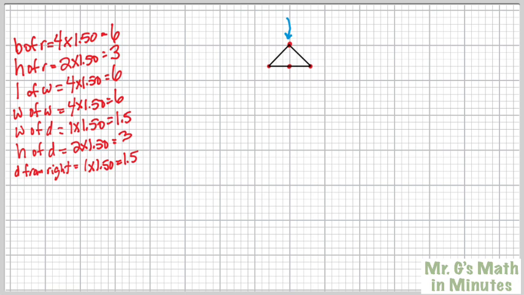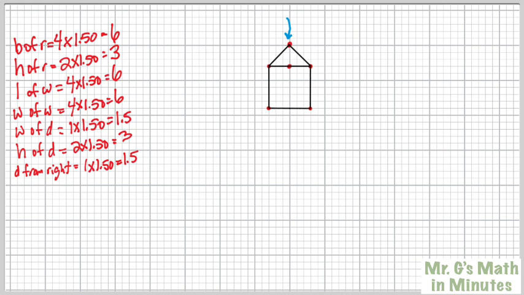Now I need to do my walls, which were all 6s. So if I count down, 1, 2, 3, 4, 5, 6. There's the bottom of my wall. And if I go across, 1, 2, 3, 4, 5, 6. There's the corners of my wall. I'll go ahead and put those in.